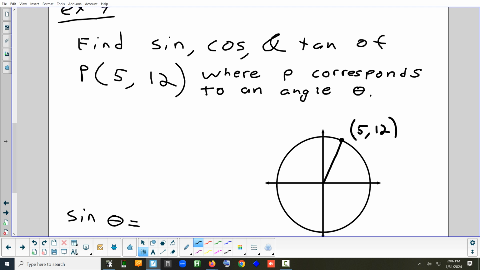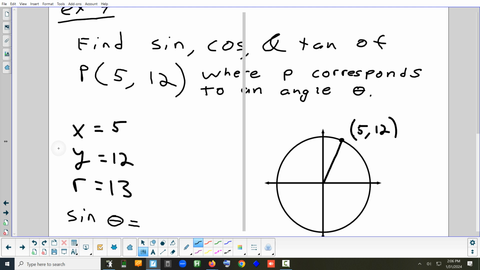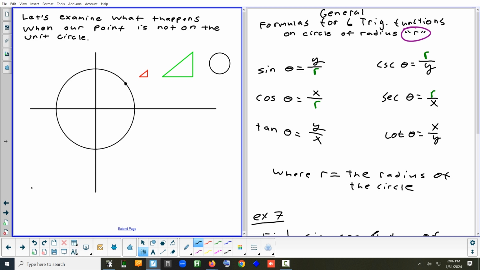All right, so let's write everything down. What's the x value they gave us? 5. What's the y value? 12. Is the point 5, 12 on the unit circle? No. Then you cannot use the formula we learned on Monday. What's the size of the circle that it's on? 13.